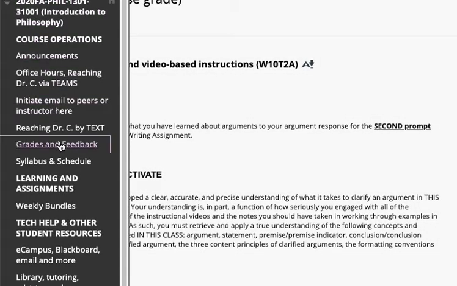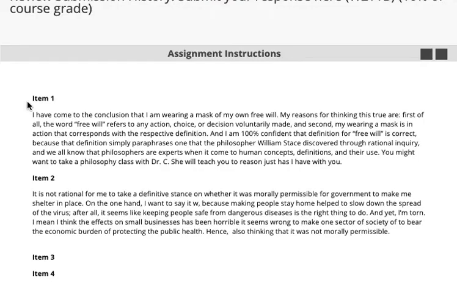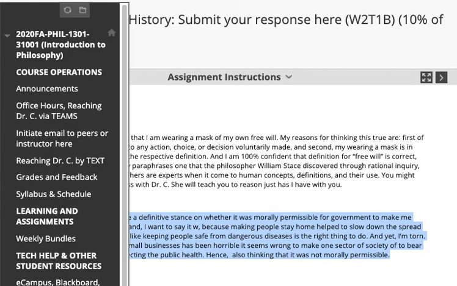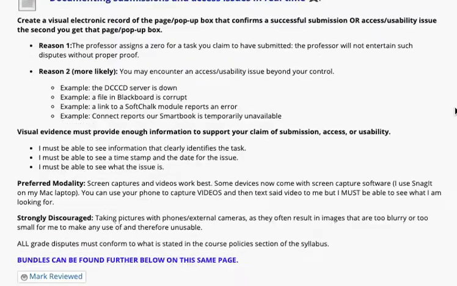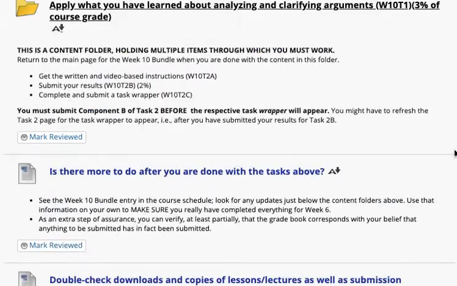So you go to grades and feedback, and then you look for that week 2, that's a 10% one. Yep, I'm going to click on that. I'm going to copy it. Then we're going to get back to the respective page. Some of you like to do this in Word and then copy and paste it. Just pay attention to the formatting and make sure everything looks good.